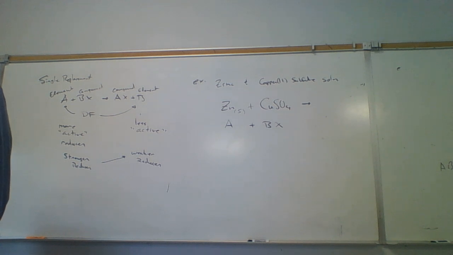Metathesis: favorable ion combination. It'll precipitate is one possibility. Another possibility is a strong acid, not strong, stronger: stronger acid to weaker acid. And the third possibility is gas. Those are favorable ion combinations.